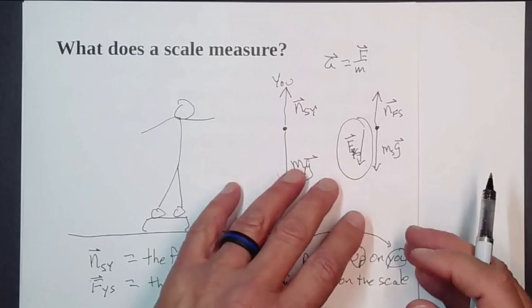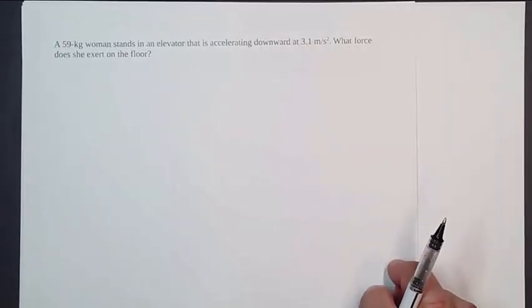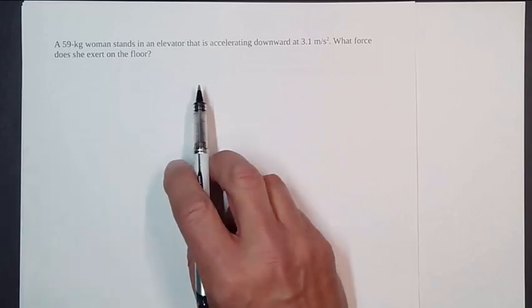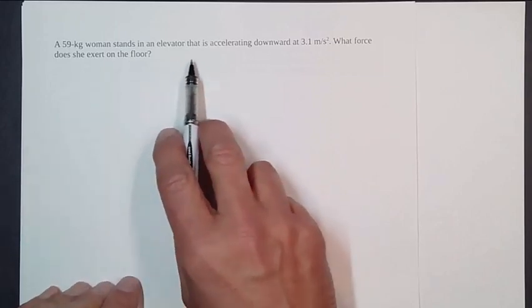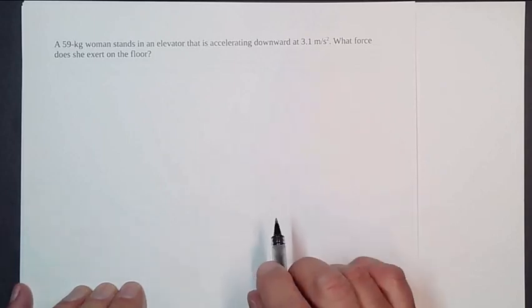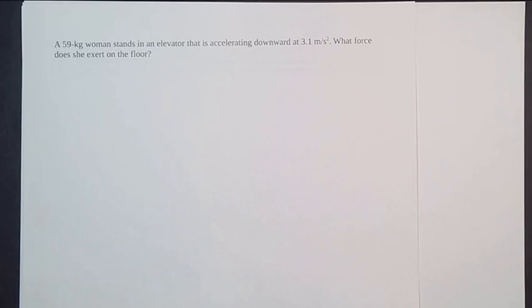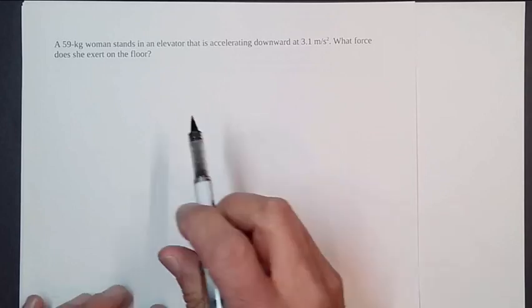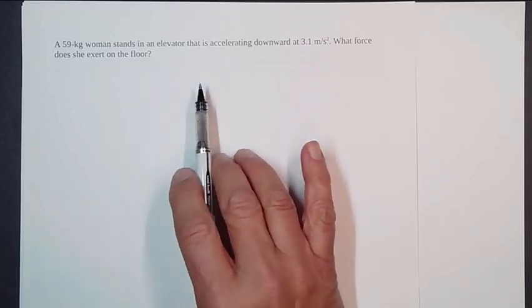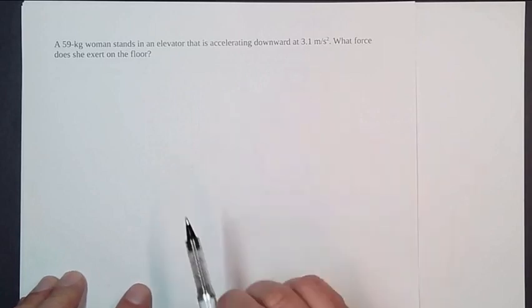So let's do some problems that put this to the test. A 59-kilogram woman stands in an elevator that is accelerating downward at 3.1 meters per second squared. What force does she exert on the floor? Okay, now we're taking a scale out of the picture, but it seems to me you might have a homework problem that does have a scale in the picture. So it's accelerating downward at 3.1 meters per second squared.